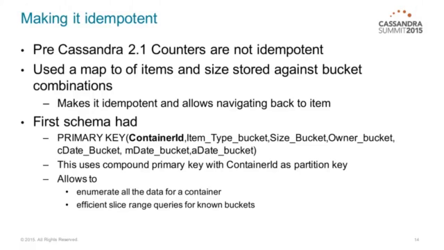With those requirements, the first obvious thing that comes to mind is to use counters, because we want to get aggregated count and size. But counters won't help us because counters are not idempotent, at least pre-Cassandra 2.1. I haven't used 2.1 counters, but at least pre-2.1, counters are not idempotent.